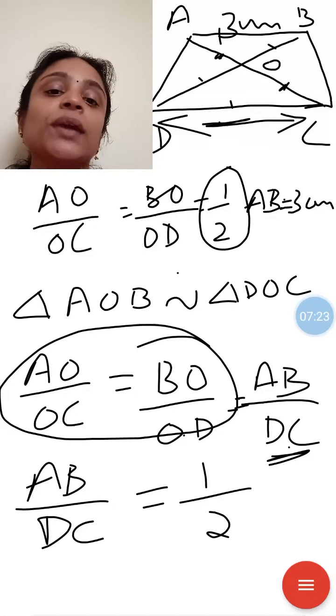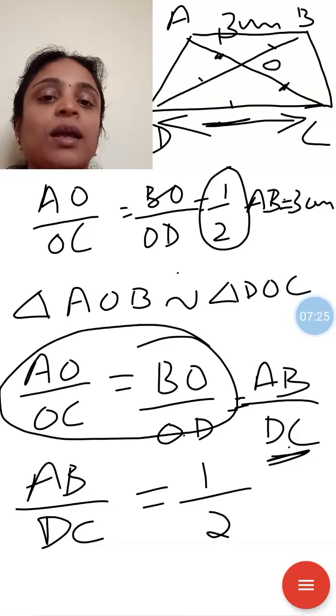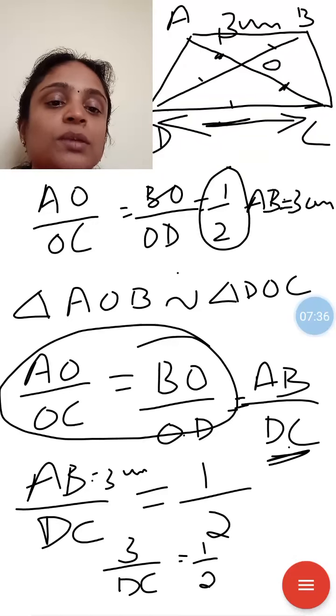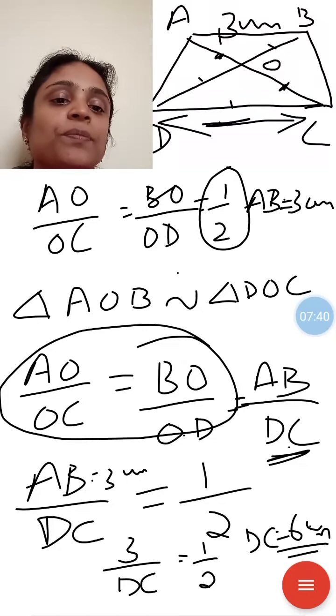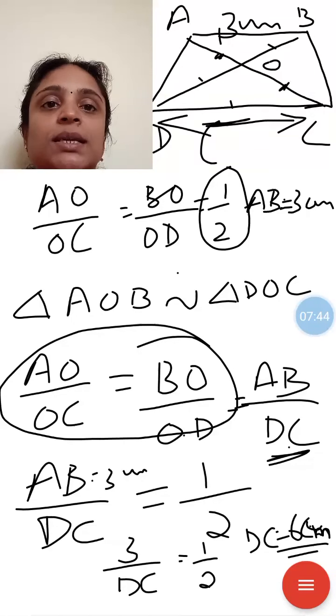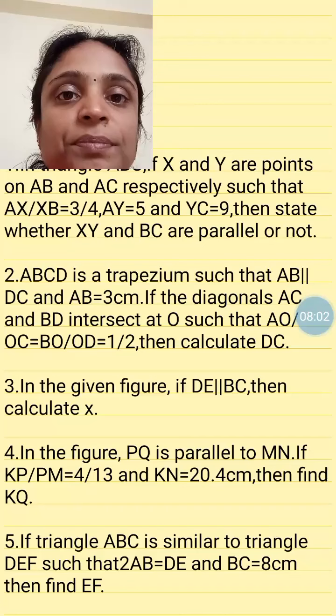So AB by DC equal to half, and given AB equal to 3 centimeter. So 3 by DC equal to 1 by 2. So what is DC? DC equal to 6 centimeter. That is the answer. Understood.